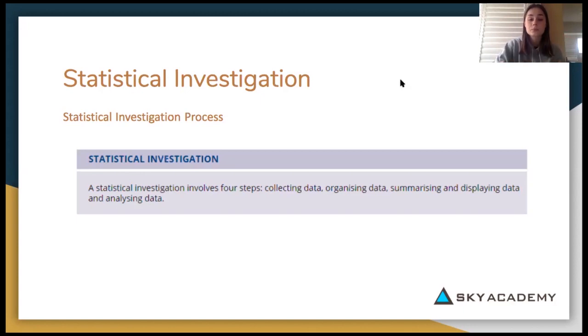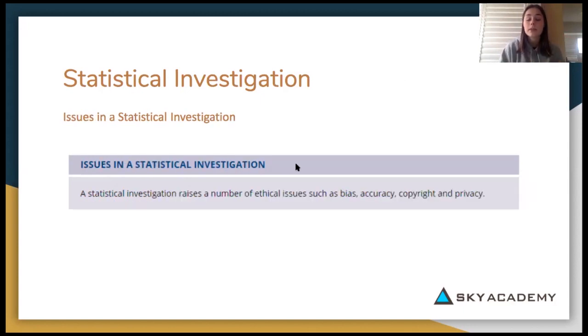Now, there can be issues within a statistical investigation, such as ethical issues, whether you have done your test accurately, whether the test was biased or not, whether you have kept privacy, and whether you have copyrighted other people's work or not. So these are things just to know. They might test you on them. There might be a multiple choice question on these.